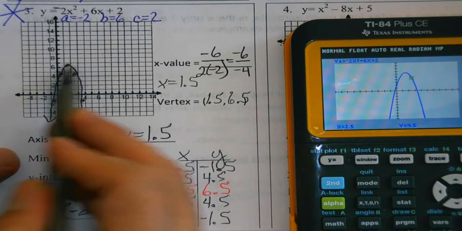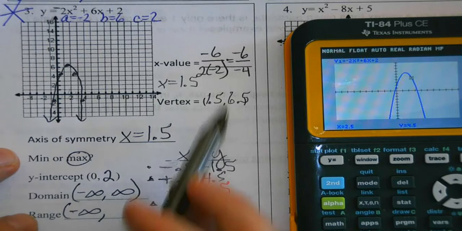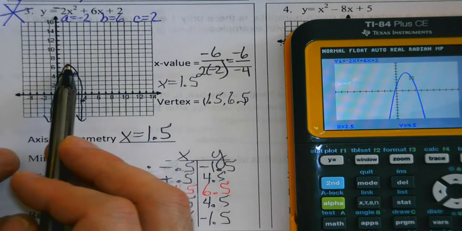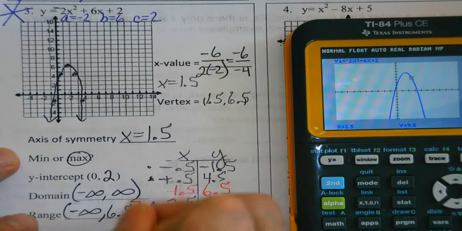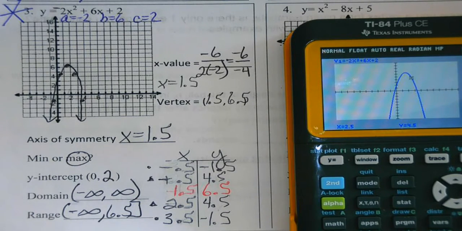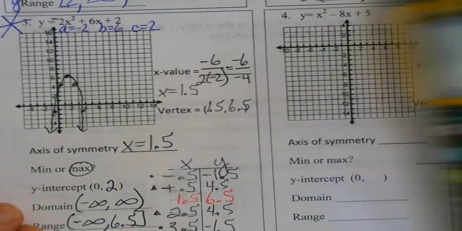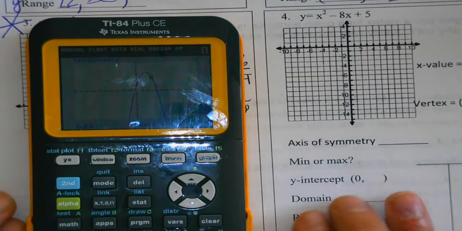Remember, the y value of your vertex is going to help you with your range. 6.5. That problem right there is probably as bad as it's going to get. So if you can survive that one, you're in pretty darn good shape. Just to make sure, we'll switch over here.